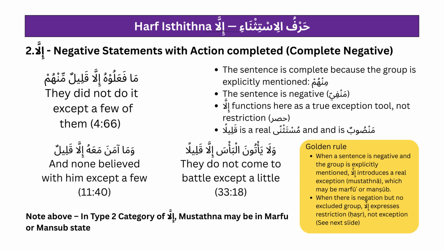Now look at the second example. وَمَا آمَنَ مَعَهُ إِلَّا قَلِيلٌ. And none believed with him except a few. 11:40. Again the sentence is negative because it begins with ma amana. None believed. The phrase إِلَّا قَلِيلٌ shows that a small number is excluded from the general statement.